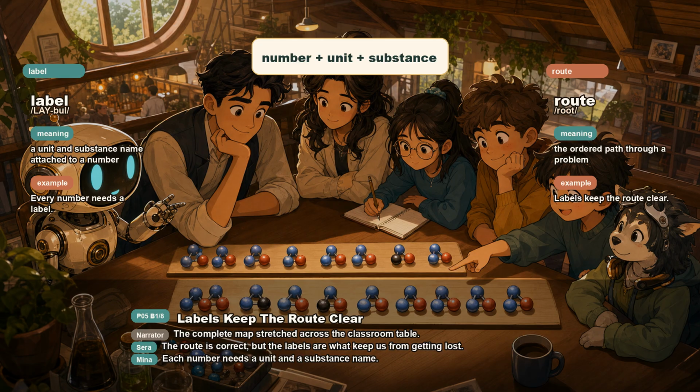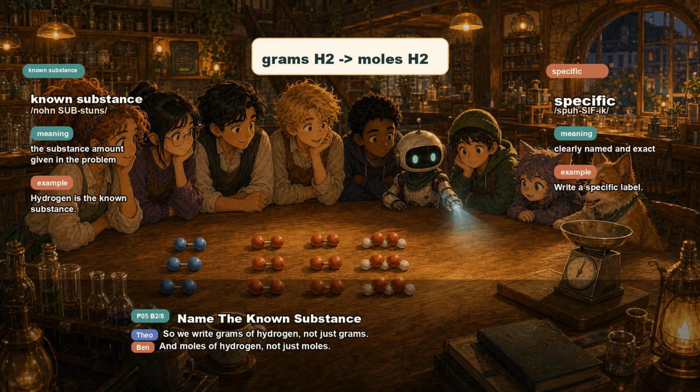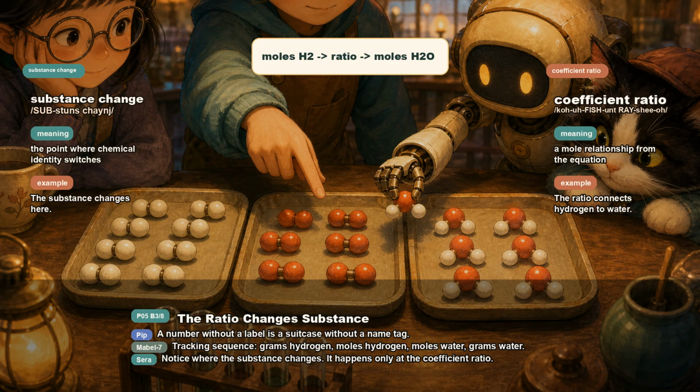The route is correct, but the labels are what keep us from getting lost. Each number needs a unit and a substance name. So we write grams of hydrogen, not just grams, and moles of hydrogen, not just moles. A number without a label is a suitcase without a name tag.